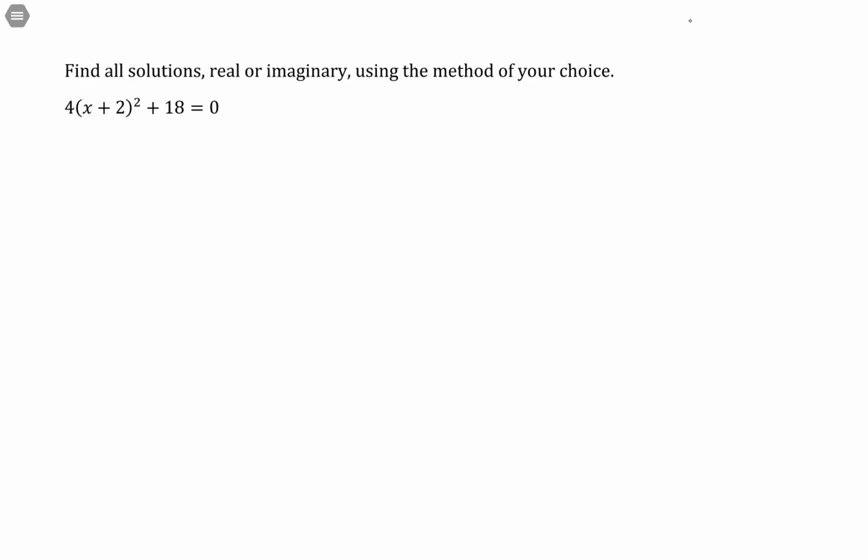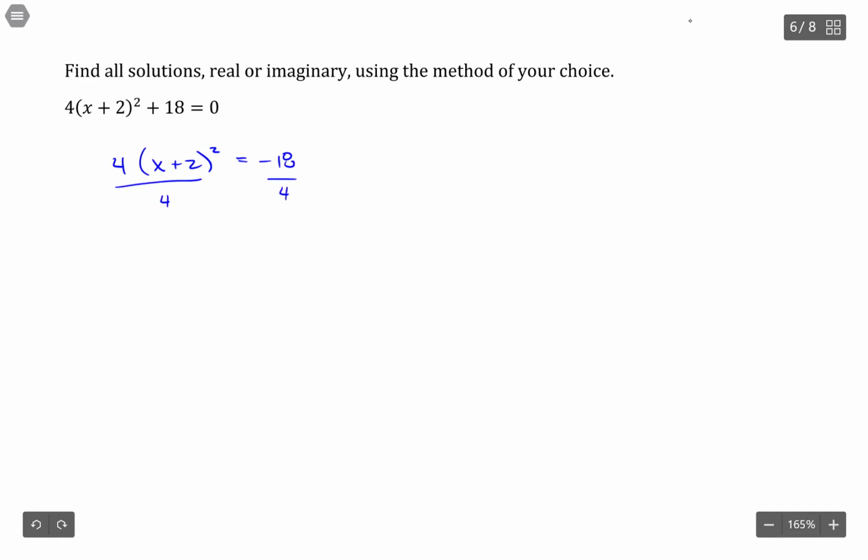Find all solutions, real or imaginary, using the method of your choice. 4 times the quantity x plus 2 squared plus 18 equals 0. Well, my choice would be to get x by itself and do so by first subtracting 18 to the other side. So 4 times x plus 2 quantity squared equals negative 18.